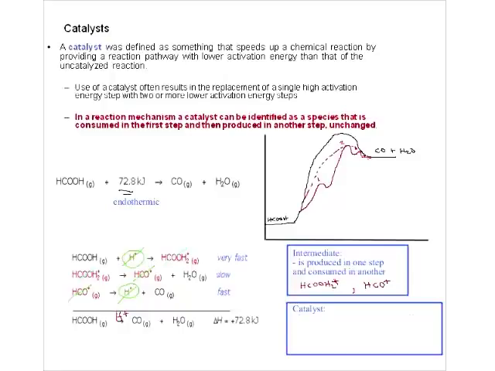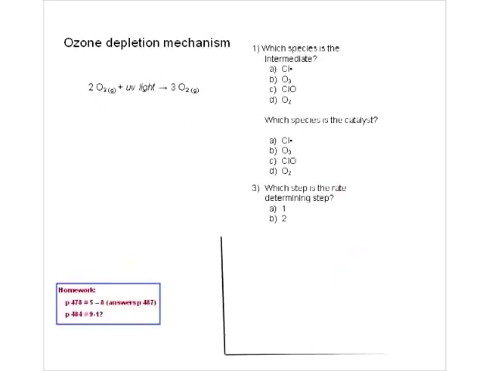The intermediates here, these guys are the ones that are produced in one step and then consumed in another. They disappear. And the catalyst is the species that's consumed in one step, and then it's produced or recycled in another step. And there we go. And because this guy is an endothermic reaction, it's a plus 72.8, we can see that this is where the energy that's going to be absorbed is a plus 72.8. It's an endothermic reaction. The addition of the hydrogen catalyst allows the reaction to proceed much more quickly than it normally would. Okay, here's another one.